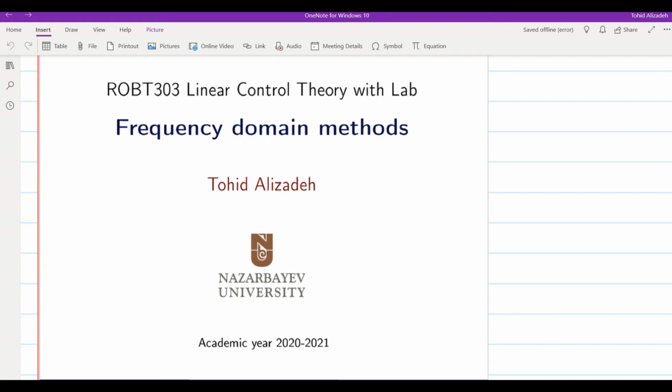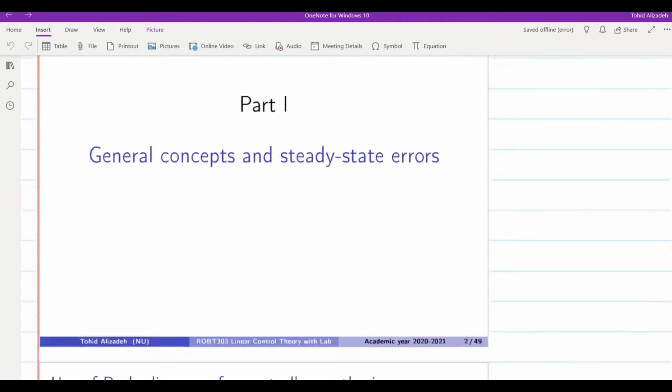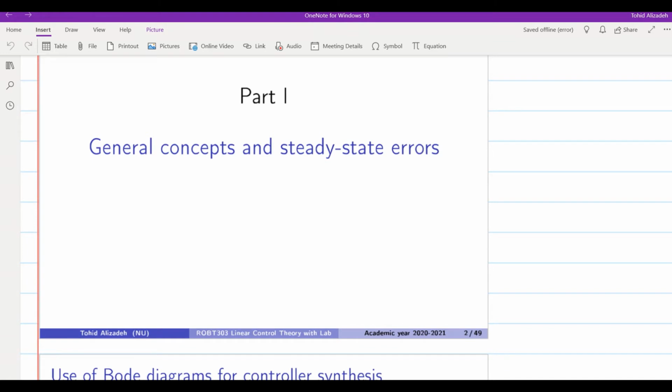Hello everyone. In the coming set of lectures, we are going to focus on the frequency domain methods in designing the controllers. Indeed, we first will start with analyzing the systems in the frequency domain using the Bode plots, and then at some point we will start to design the controllers. In the first lecture, we will indeed deal with the general concepts, and we'll see how the steady state errors for the closed loop system could be related to the Bode plots.